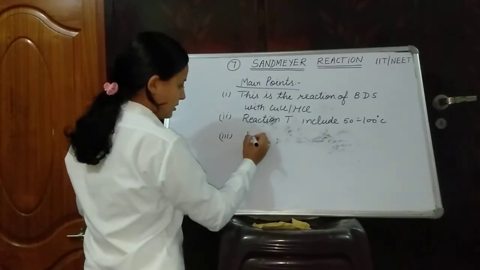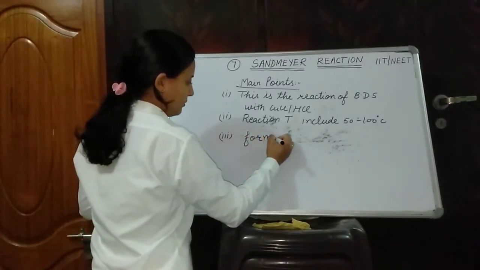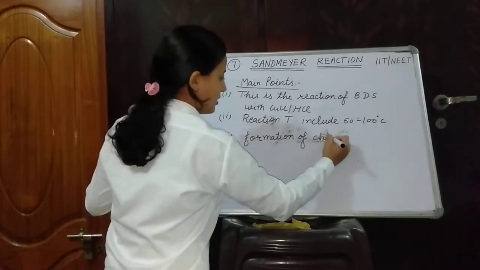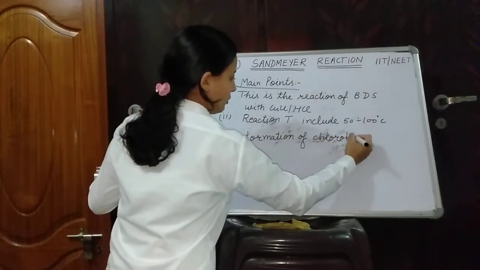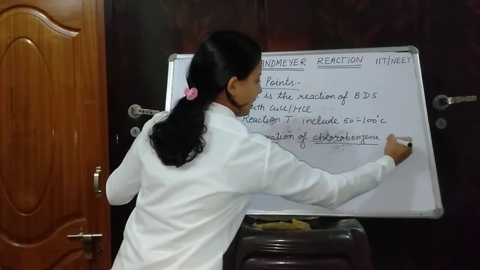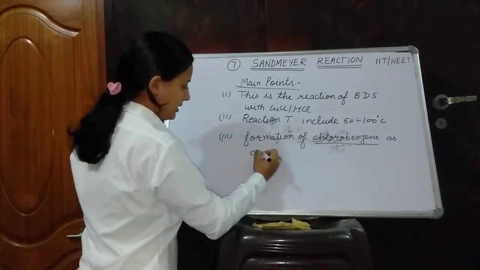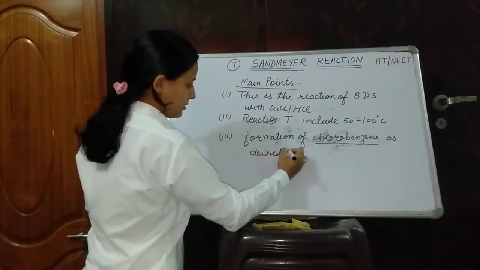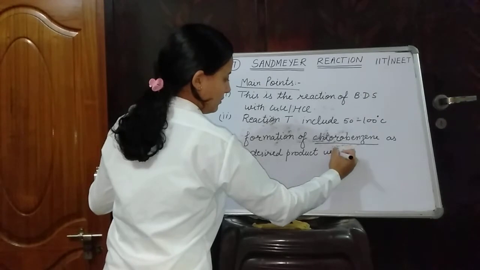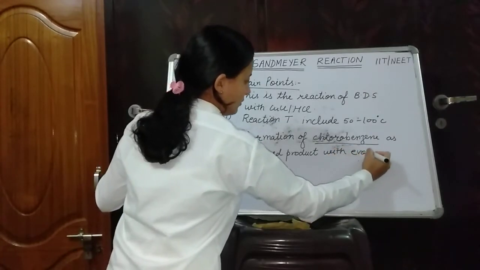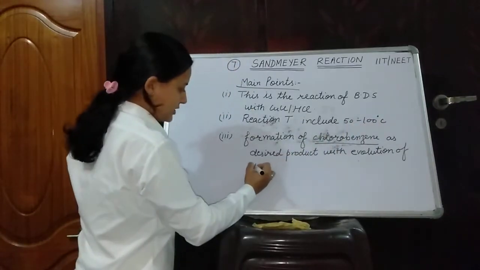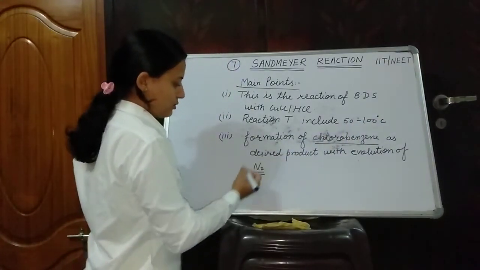Third, formation of chlorobenzene as the desired product with evolution of nitrogen gas. In the reaction mechanism, we will see how nitrogen is evolved.